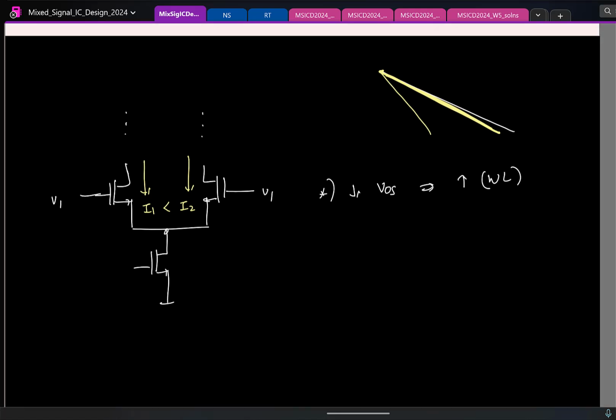See, because of mismatch, we have offset, and the effect of this mismatch is that even though I am applying the same input here, the currents in the two branches are unequal. If I can somehow counterbalance this imbalance, I am set, right? So what can be done is the following.